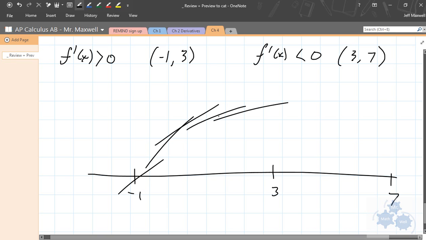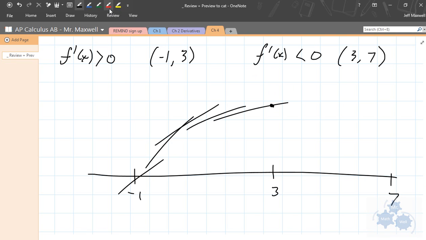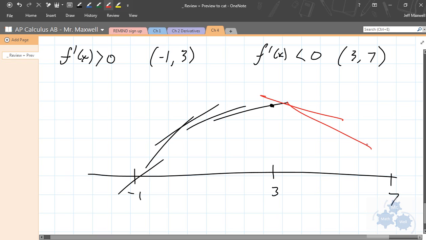Now how they're changing and what the values are, you don't know. But you know that after this point, after 3, they're all negative, right, to 7. You could guess that the graph might be something like this. It could be a part of a parabola, right? It could be something like that. So you could make a guess as to what the graph might look like, knowing this information.